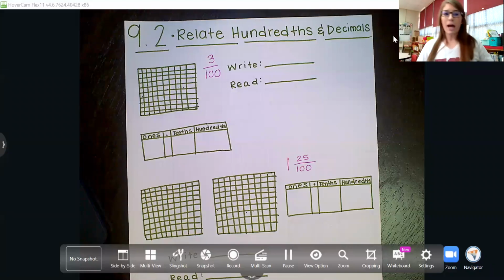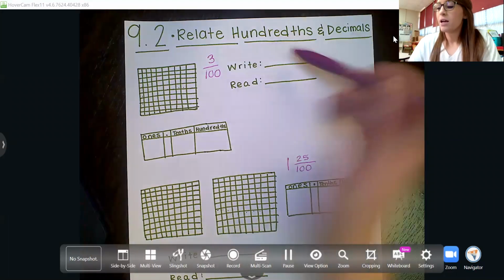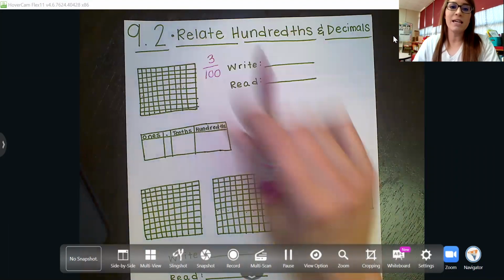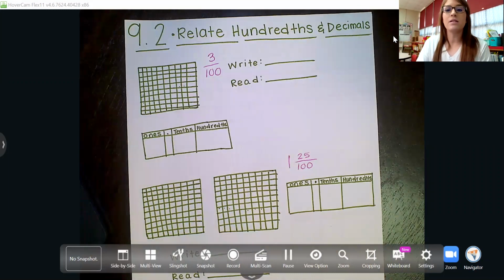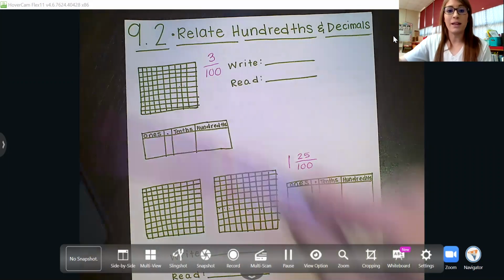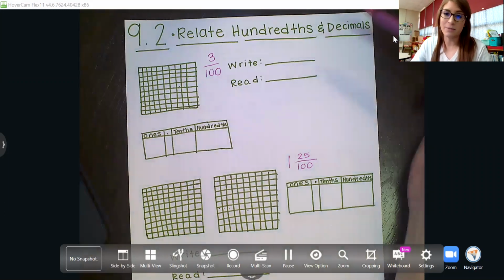Keep going with chapter 9. We're on to chapter 9, lesson 2 today. Yesterday, we talked about relating tenths to decimals. Now we are talking about relating hundredths to decimals.